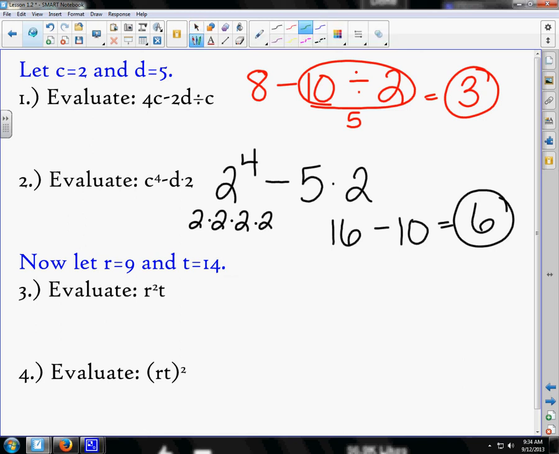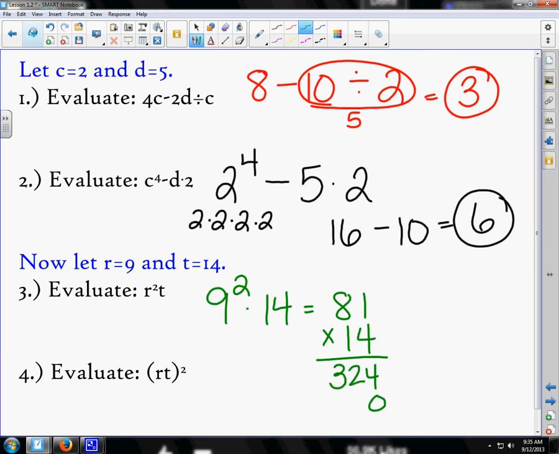Next, I have r squared t. So r is 9, so that'd be 9 squared times 14. Well, 9 squared is 81 times 14. I'm just going to do on my paper because I'm not using the calculator. Can do this pretty quickly. So I get 1134.